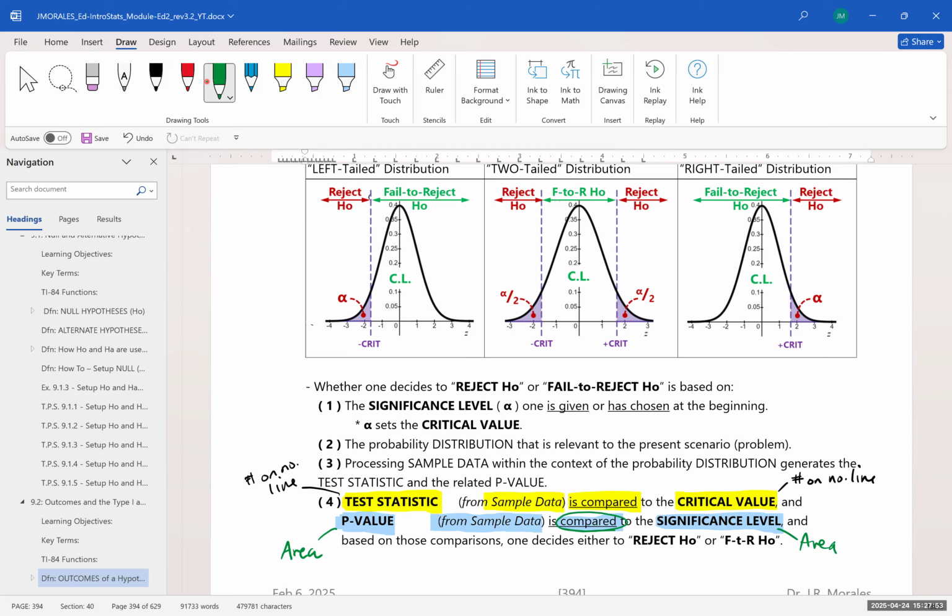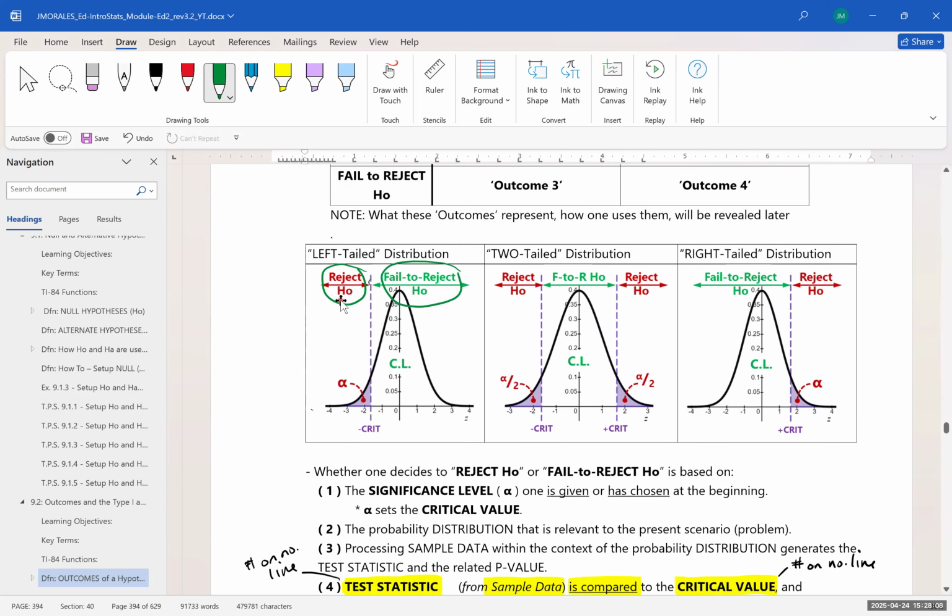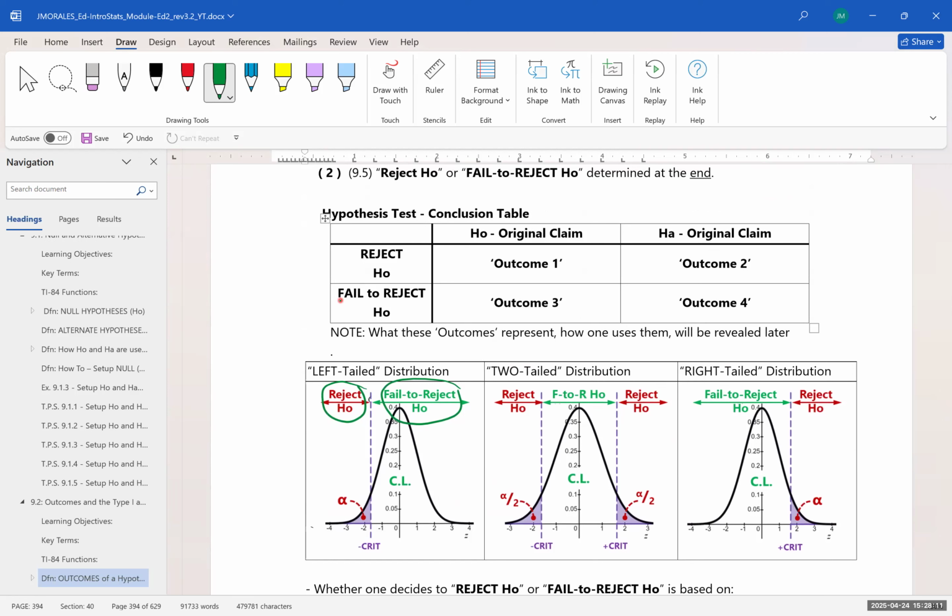All right, so based on either comparing a test statistic with a critical value or a p-value against a significance level, that's going to help you determine whether you're going to reject the null or fail to reject the null in the very end. And whether you reject or fail to reject will tell you which of these rows you're supposed to go across, in conjunction with whether the null was the original claim or the alternate was the original claim, in order to come to an outcome, a conclusion to your hypothesis test.